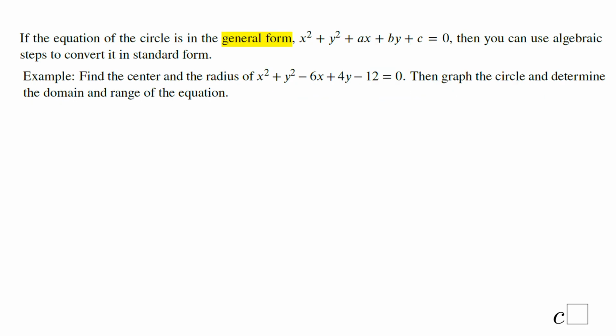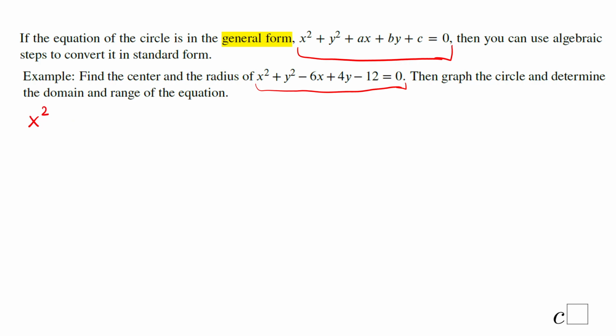Now let's move to what is called the general form. This is the general form of an equation of a circle. And sometimes you need to find the center and the radius for something like that. So this is my next example. We have this equation here. Can we find the center and the radius first, and then graph the circle and determine the domain and the range of the equation? So what you want to do here is to rearrange your equation.